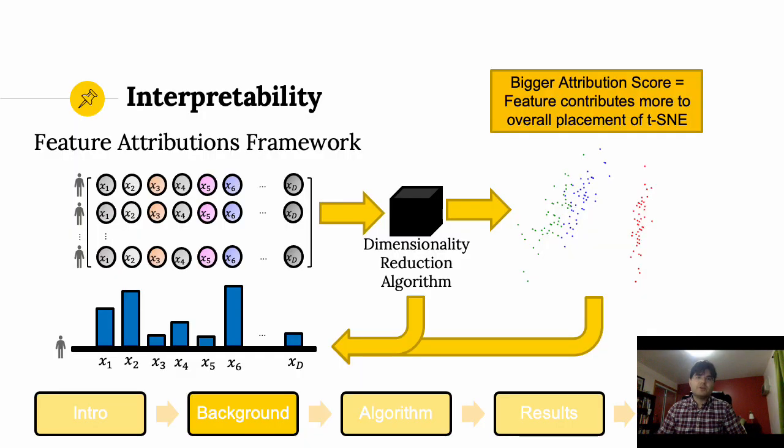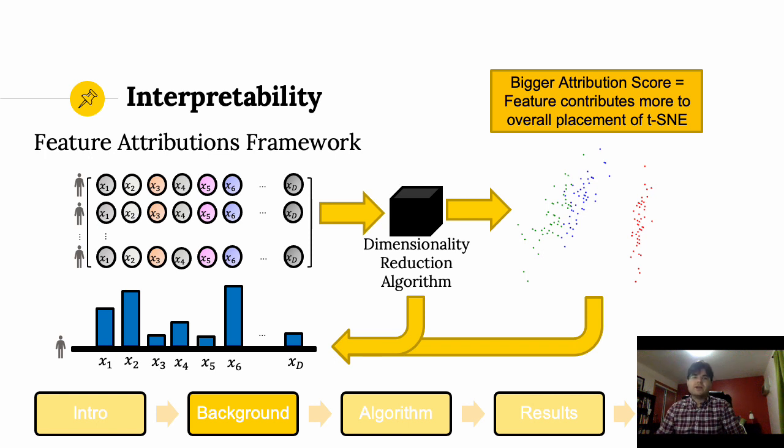Now let's talk about interpretability. And specifically, we're going to talk about the feature attributions framework. So we have our data matrix. Each row is going to be a sample. Each column is going to be a feature. And we're going to pass this thing into a dimensionality reduction algorithm, black box. We're going to end up with two-dimensional embeddings that we can display as a scatter plot.